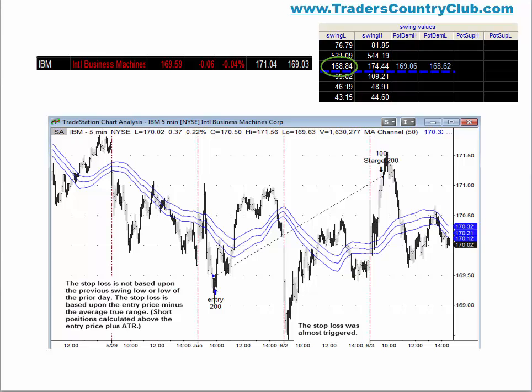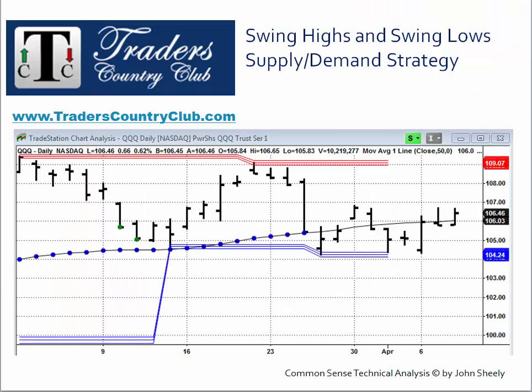The swing values are calculated. The swing low for the support and the swing high for the resistance is shown in the radar screen. Once prices approach the potential demand, the high and low range must be within the range before we can allow a long entry. If the daily low is above the high range, no trade is going to be executed. If the low of the day is below that lower range, then we're not going to execute the trade as well. Traders Country Club will illustrate many examples in the future.